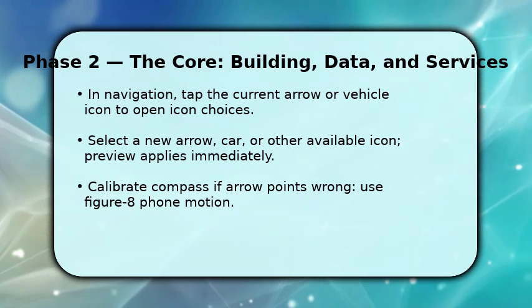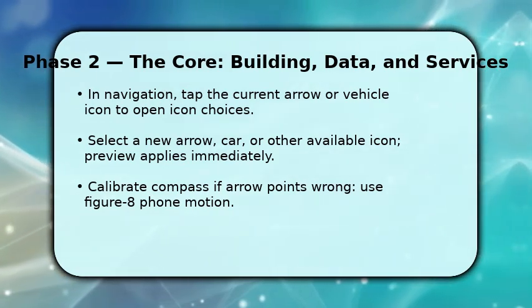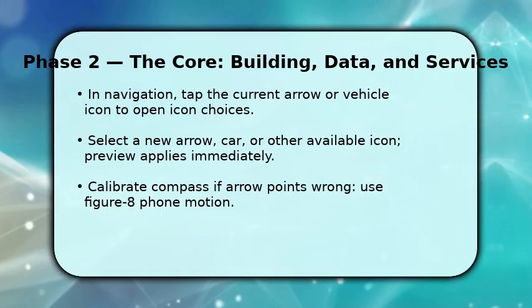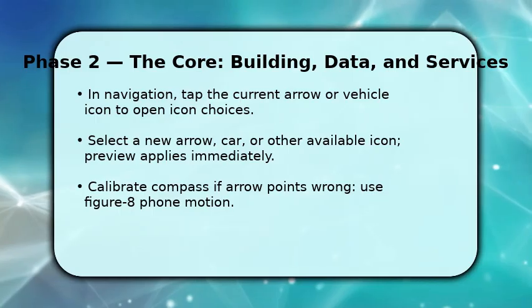While in turn-by-turn mode, tap the blue arrow or vehicle icon at the bottom. A small menu of icons appears. You pick an arrow or one of the vehicle presets, and the map updates immediately so you can confirm orientation.